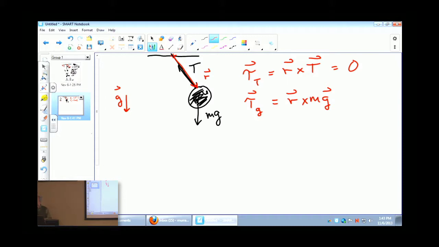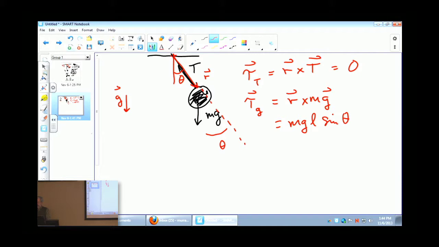All right, so the next thing we need is R cross mg, so this is going to be mg, R is L, and now we need the sine of the angle between R and g. And what is that angle? Let's extend this out. This is the same angle theta, isn't it? It's the same angle.